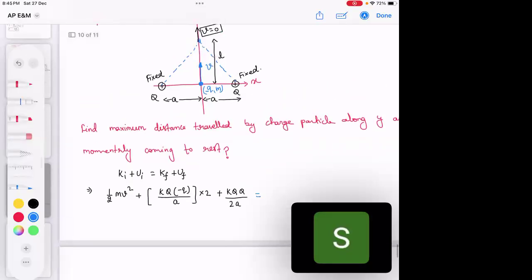Now I will go to K final and U final. What is the final kinetic energy? Initial means this point is my initial point, and where it comes to rest momentarily, that is my final point.